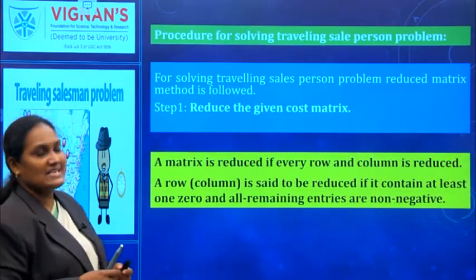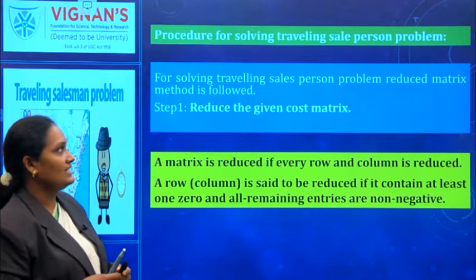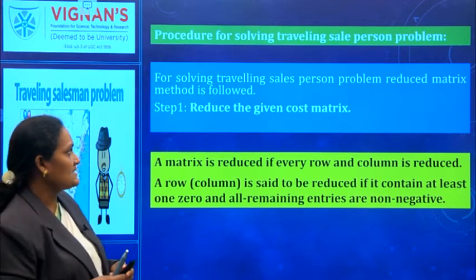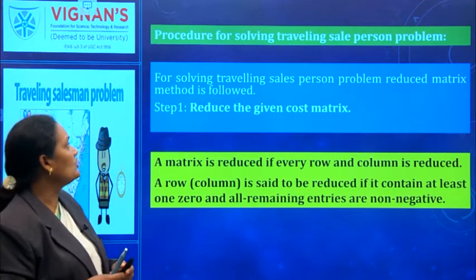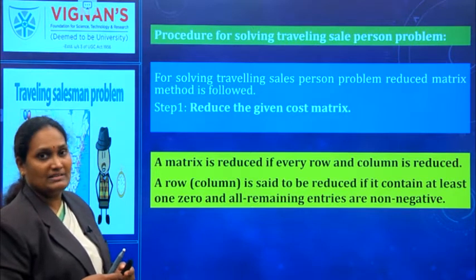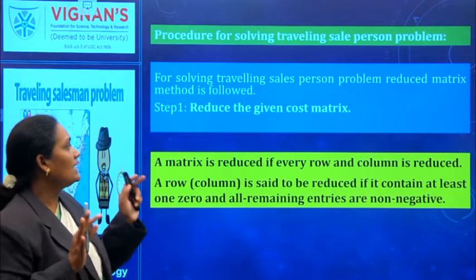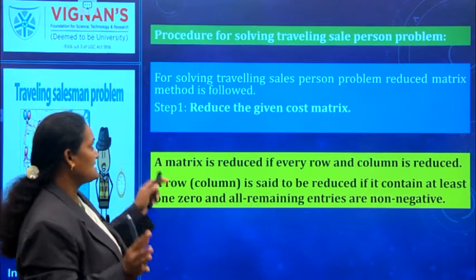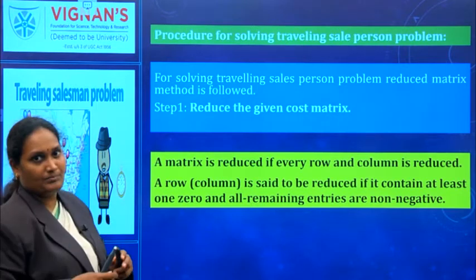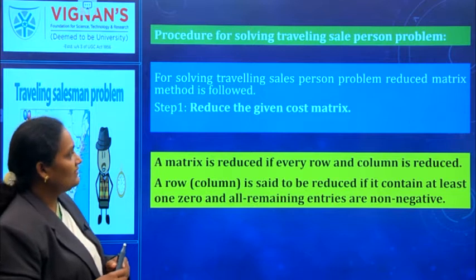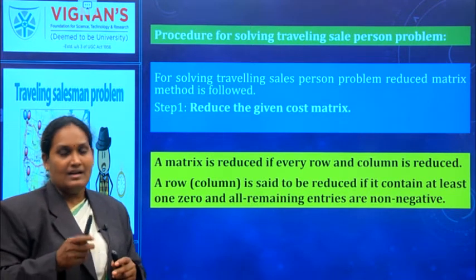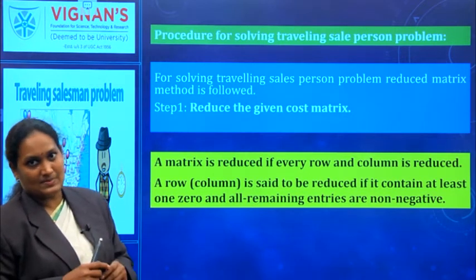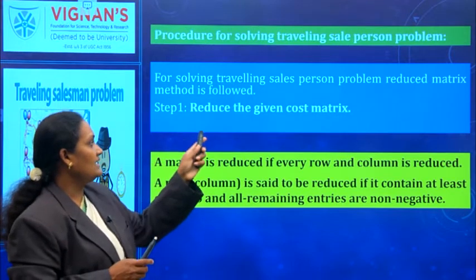What is the procedure that we follow for solving this traveling salesperson problem in the branch and bound technique? For solving it, we use a method of reduced matrix. First, we need to know what a reduced matrix is. The first step is to reduce the given cost matrix. First, we need to write the cost matrix for the given graph. Then the first step in solving the problem is to reduce the given cost matrix.